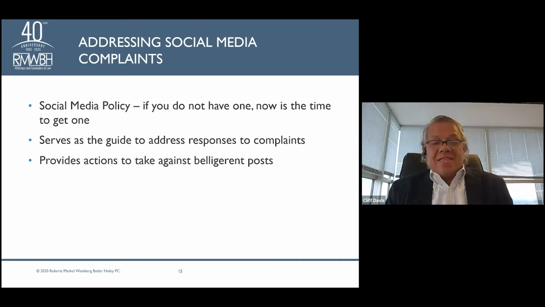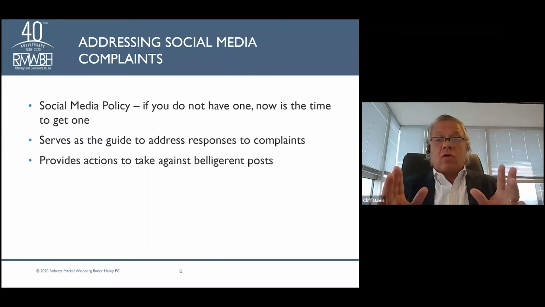Now, typically what that does is try to set some guidelines of what is or is not allowed. And these really only apply to social media that is governed or controlled by the association, of what you will or won't allow. A lot of times you might not want to have a social media vehicle where you allow owners to post things, because ultimately at some point that might get ugly.